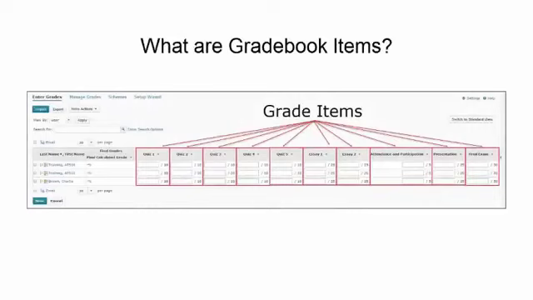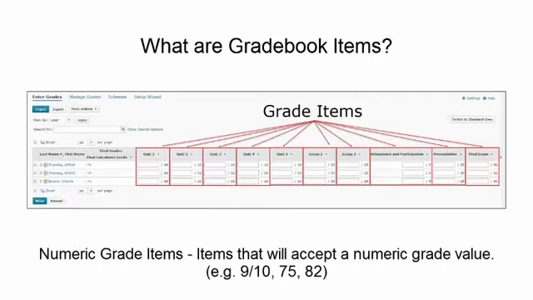Before you can begin entering grades in your D2L gradebook, you must first create your gradebook items. Gradebook items make up the actual columns of your gradebook. In D2L, you can select from 6 grade item types. In this video, we will be creating several numeric grade items for our weighted gradebook.